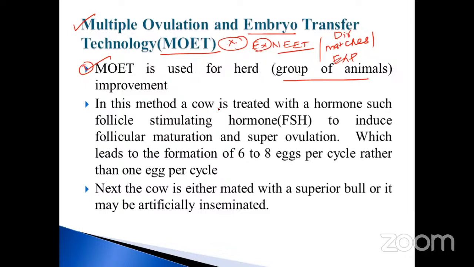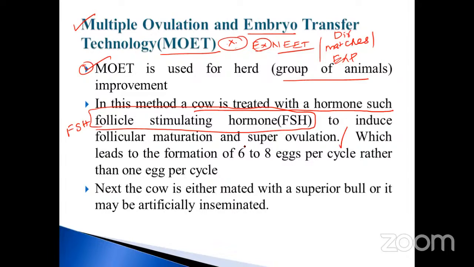In this method, the cow is treated with a hormone such as follicle stimulating hormone. Which one? Follicle stimulating hormone. Sometimes they ask the question: in MOET, which hormone is used? Follicle stimulating hormone, FSH, simply, to induce follicular maturation and super ovulation.